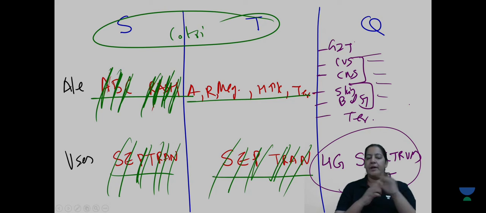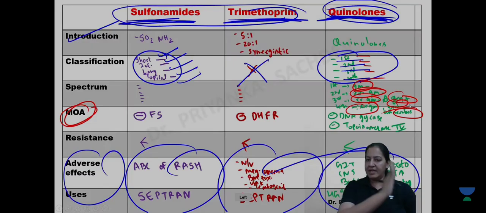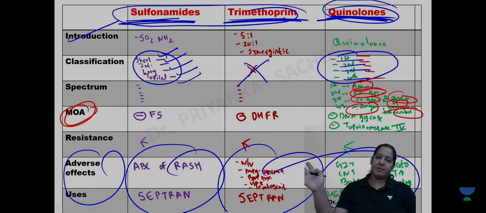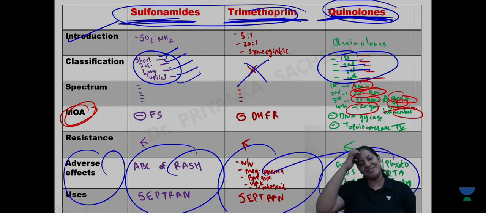Everyone give me a thumbs up. So this is how you have to learn all the antibiotics in a comparative manner. I'm going to teach you all. These are only 3 chapters done. I have to teach you 20 chapters today. So today to complete the day, there is a marathon. So the 3 chapters are done.